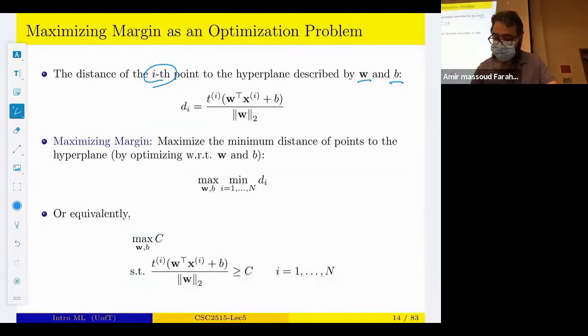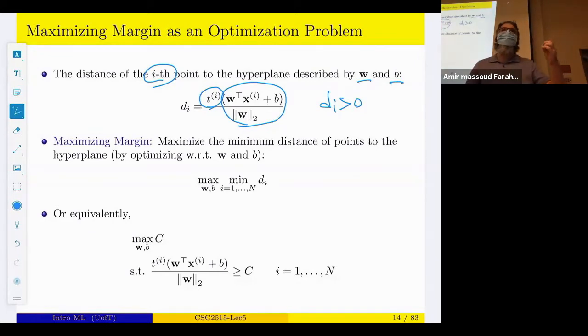So it would be this distance, and then we have multiplication by t_i. If this value d_i is positive, then this basically means that we are on the right side of the classification hyperplane, the same one as the target suggests. And then the value of it is the distance to the hyperplane.